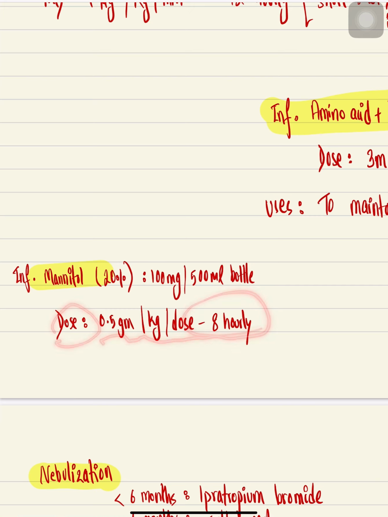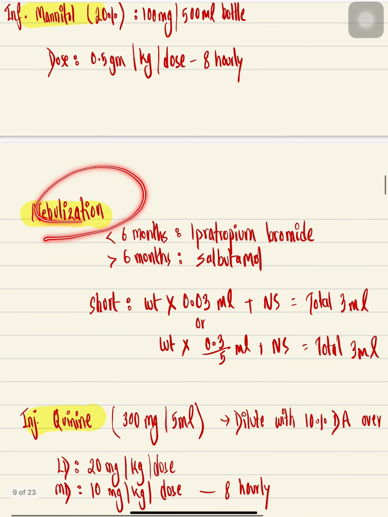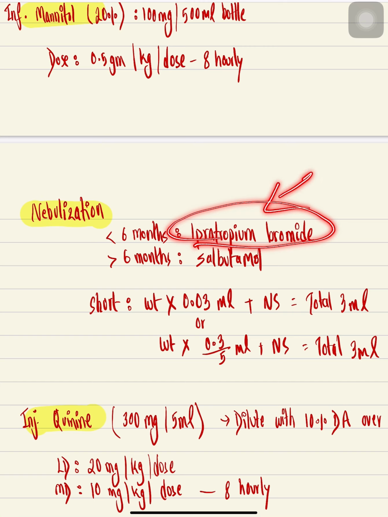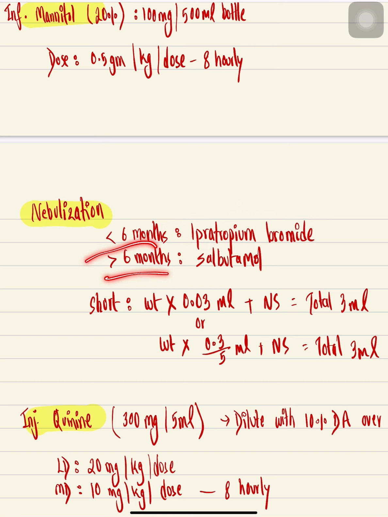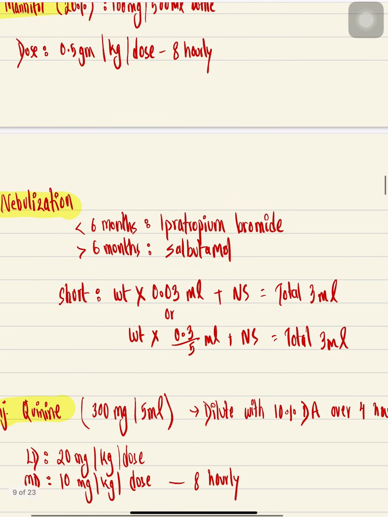We prescribe 8 hourly. For nebulizations, if the patient is less than 6 months, we prefer ipratropium bromide. But if the patient is more than 6 months, we prefer salbutamol. Shortcut is weight into 0.03 ml plus normal saline. Total we have to make 3 ml. We can use this formula as well. Weight into 0.355 ml plus normal saline.